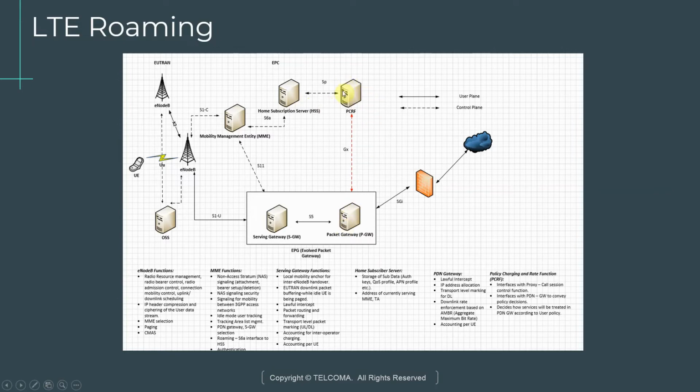So PCRF is where all the policies are, and PCEF, which is the enforcement function, is actually part of the P gateway, where the actual enforcement of the policies happens. The PCRF provides the QoS authorization that decides how a certain data flow will be treated in the enforcement function and ensures that this is in accordance with the user's subscription profile.